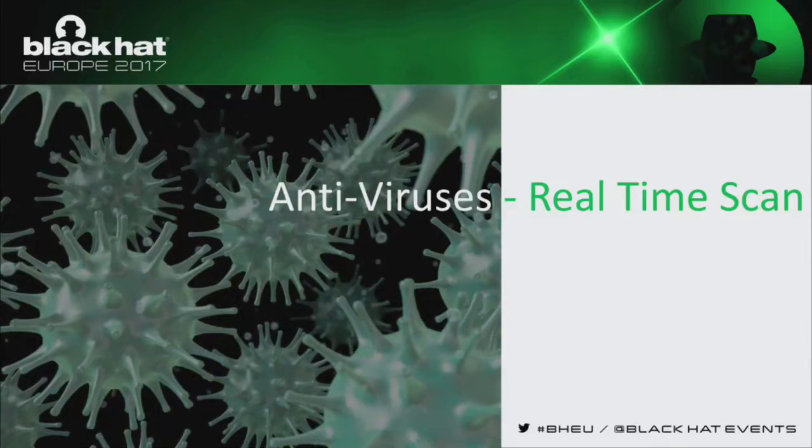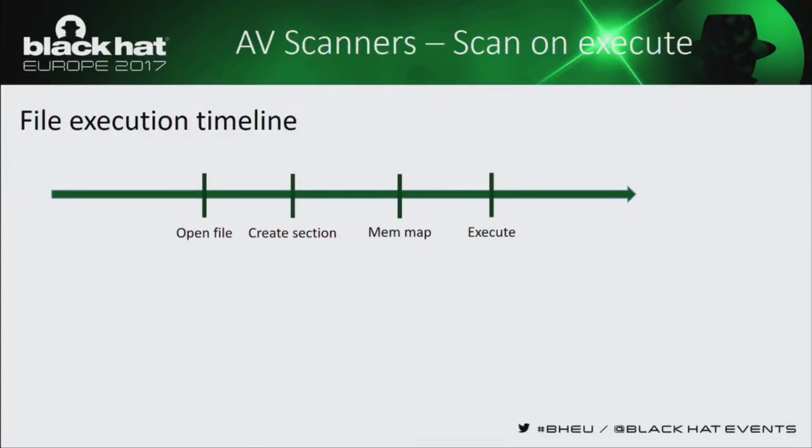So we'll talk a little bit about how the scanners scan the files before they're being executed. Let's consider the generic file execution process. The file is opened, and then the section is created out of the file, and the memory is mapped into the memory space of the newly created process, and then the execution starts. So various interceptions can happen. We will cover some places.